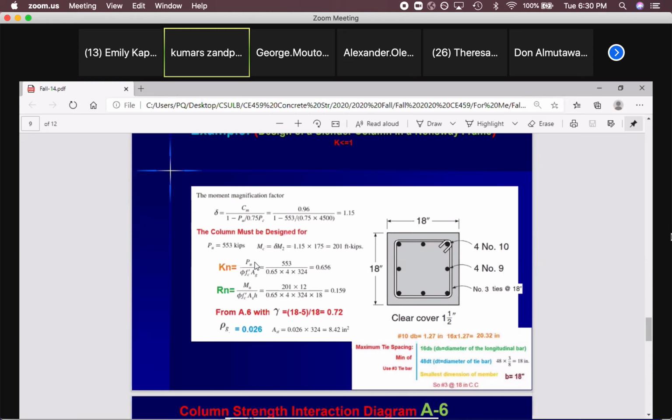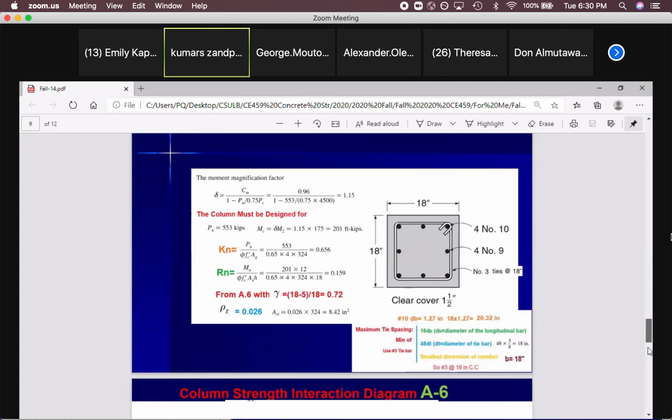But in this case, the difference was we had to calculate delta, magnify the moment, the maximum moment. This moment will go to this equation here. That's it. Yeah. So we calculated Kn, Rn with this gamma. We will go, for example, to this chart.